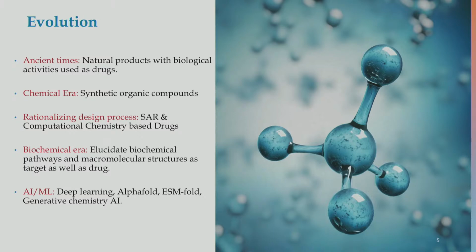And then the biochemical era. Here researchers evaluated biochemical pathways and macromolecular structures, DNA, RNA, protein, even the genetic code, as well as everything was identified. And then the coming era is artificial intelligence and machine learning. Here mostly we are using deep learning techniques, which are used to identify patterns in chemical structures, and AlphaFold and ESMFold, which are majorly used these days for the prediction of the structure of a protein, mostly for structure based drug design, as well as generative chemistry artificial intelligence techniques. So these are mostly used for knowledge based drug design.